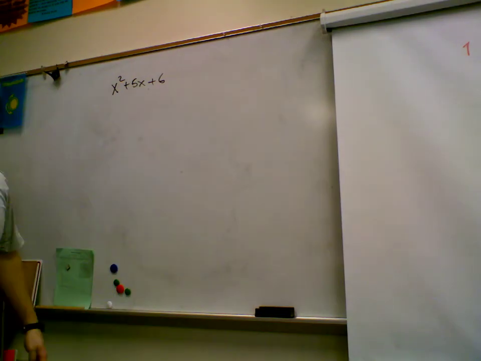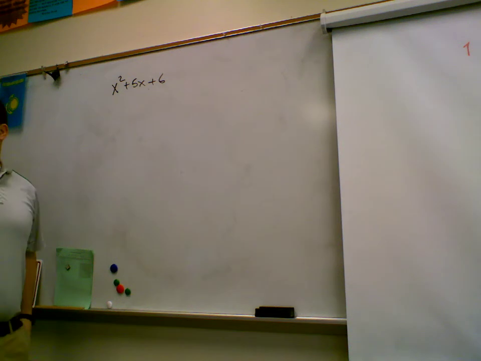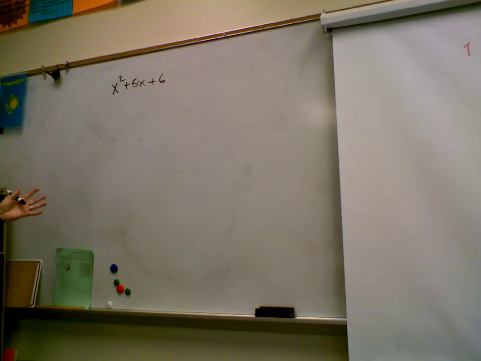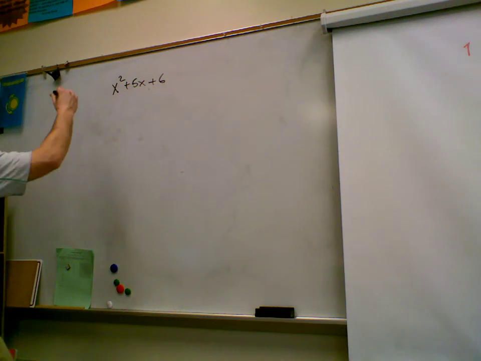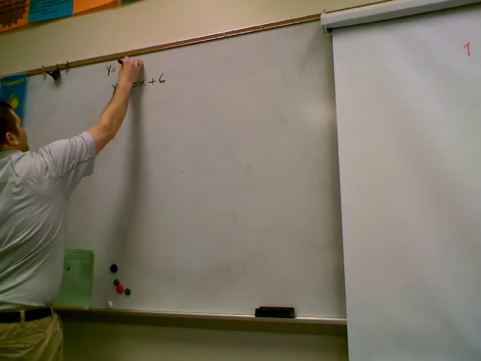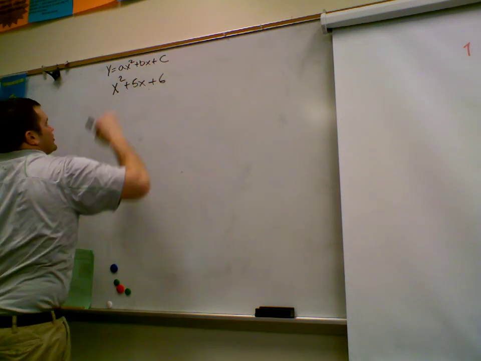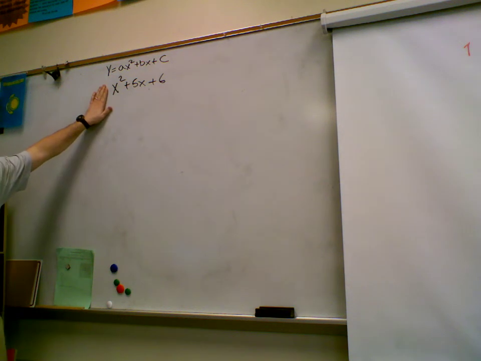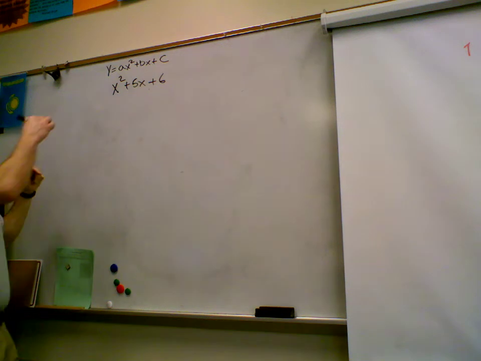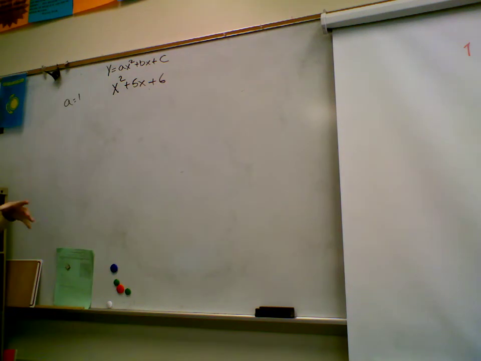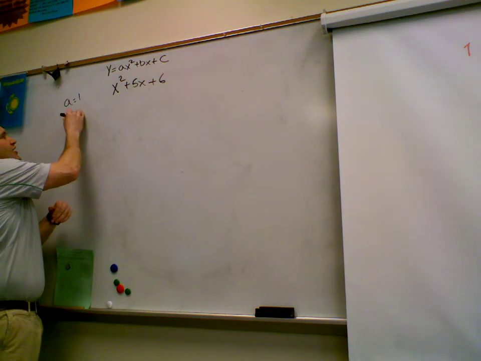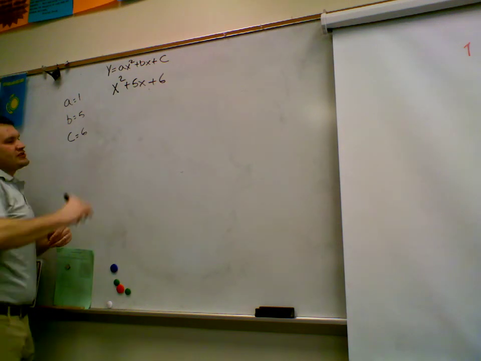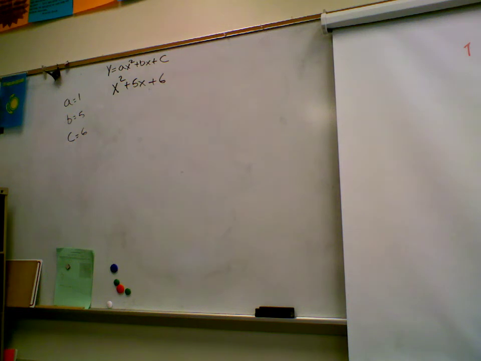So, what's the first step? Find the factors. Nope. Multiply a and c. So you're probably saying, whoa, I don't see an a or a c. I do. 6 is c. In the general form, y equals ax squared plus bx plus c, right? So what's the a value? 1. It's whatever's in front of x squared. Since there's nothing there, it's a 1. Right? So a equals 1. What's the b value? 5. Good. What's c? 6. Okay. Does that make sense?